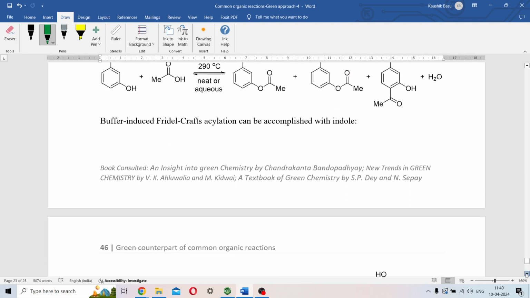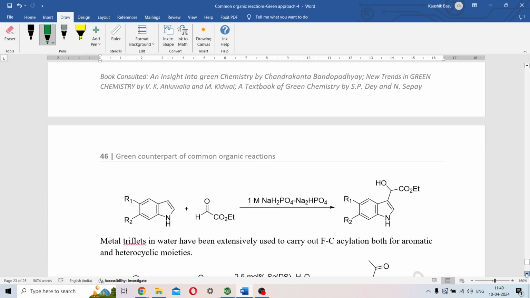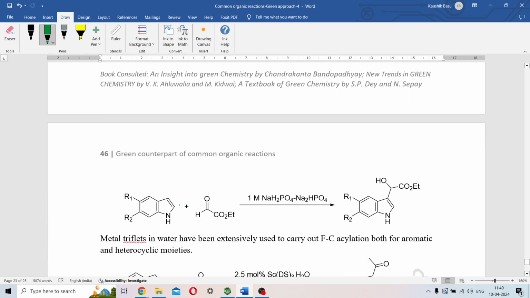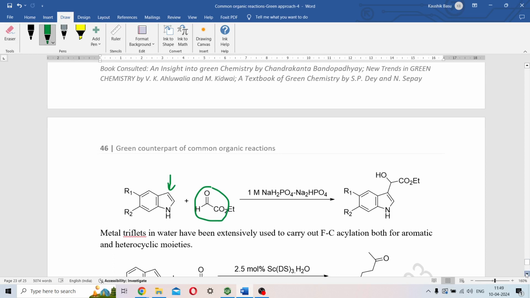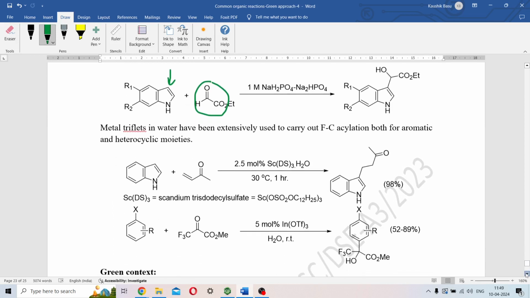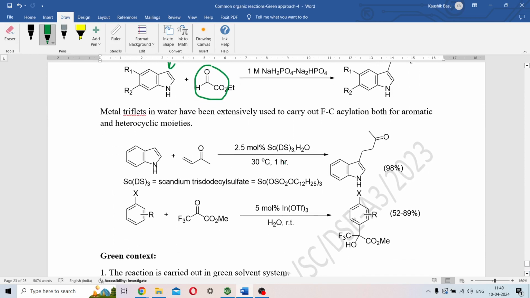Buffer induced Friedel-Crafts acylation has been accomplished when we are doing this thing in indole. So this time we are using some buffer, and we are using a half aldehyde, half ester as our electrophile. And as we know, indole directs its electrophiles onto the C2 or the beta carbon. Metal triflates in water have been used to replace the conventional catalyst. This thing is quite interesting.